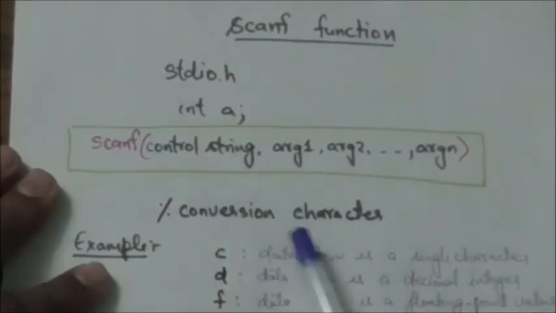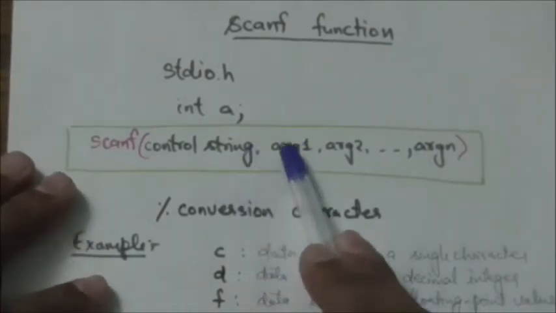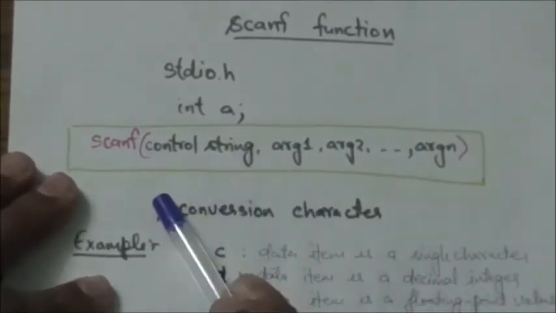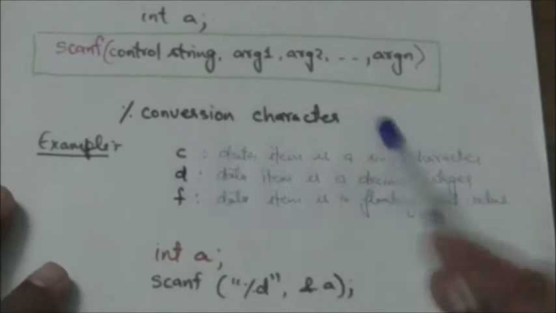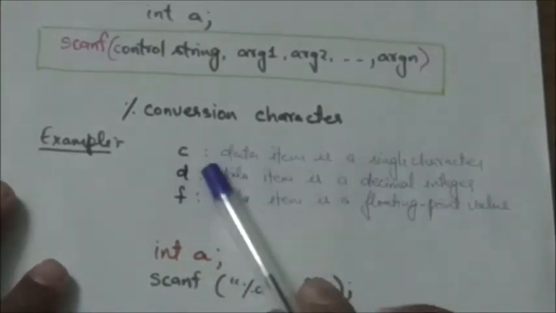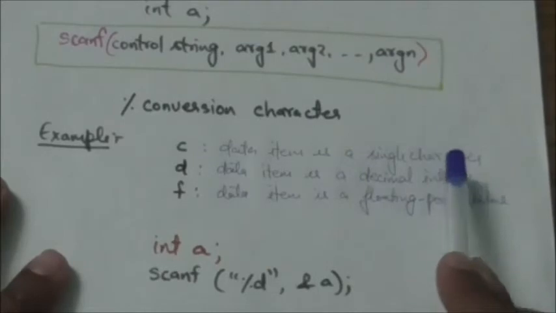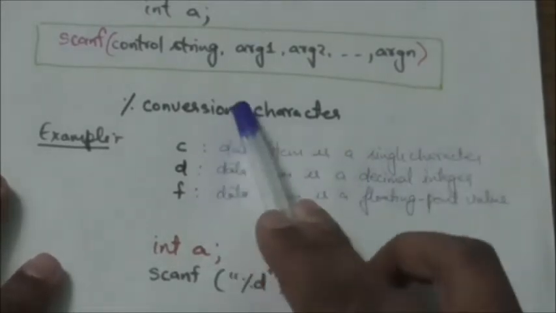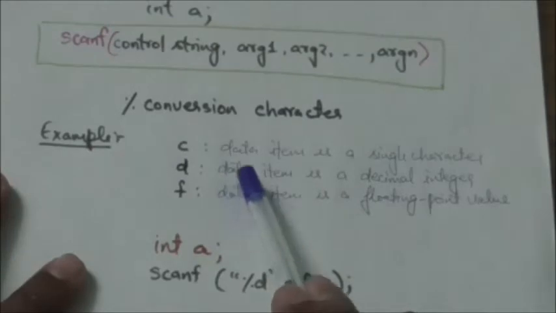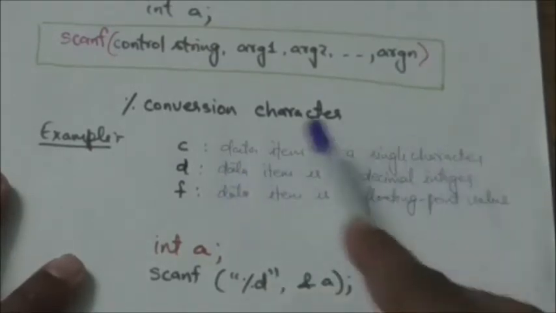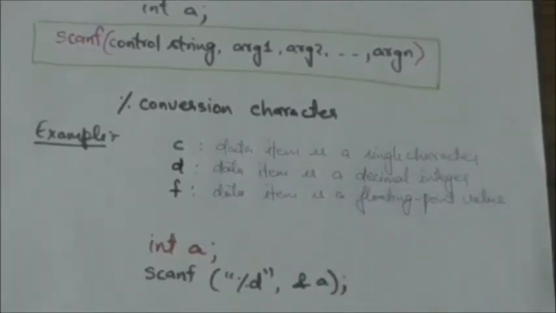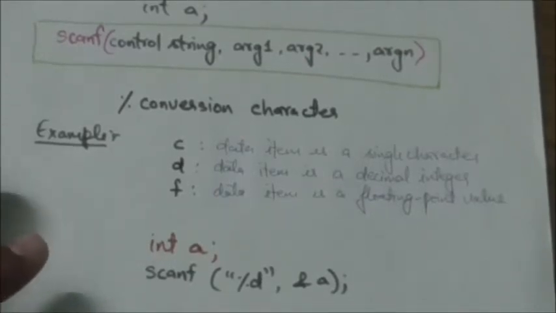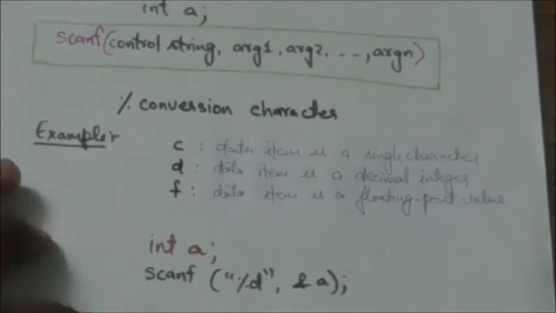Now in the simplest form, the character group which corresponds to these arguments is a % sign followed by a conversion character. If the conversion character is c, then it means that the data item is a single character, right? If the conversion character is d, then it means that the data item is a decimal integer. If the conversion character is f, then it means that the data item is a floating point value. There are other conversion characters also, but here I have discussed only 3 because they are very common. Now let us come to the problem.